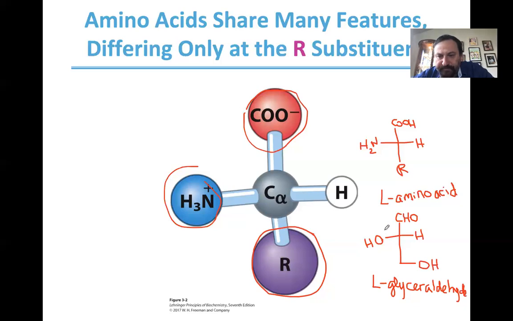Because the OH is on the left and H is on the right, which is going to be the same in amino acids. When you draw the amino group on the left and hydrogen on the right, this will be an L amino acid. Now, D amino acids are also present in biological systems, but they primarily occur in the microbiological world.